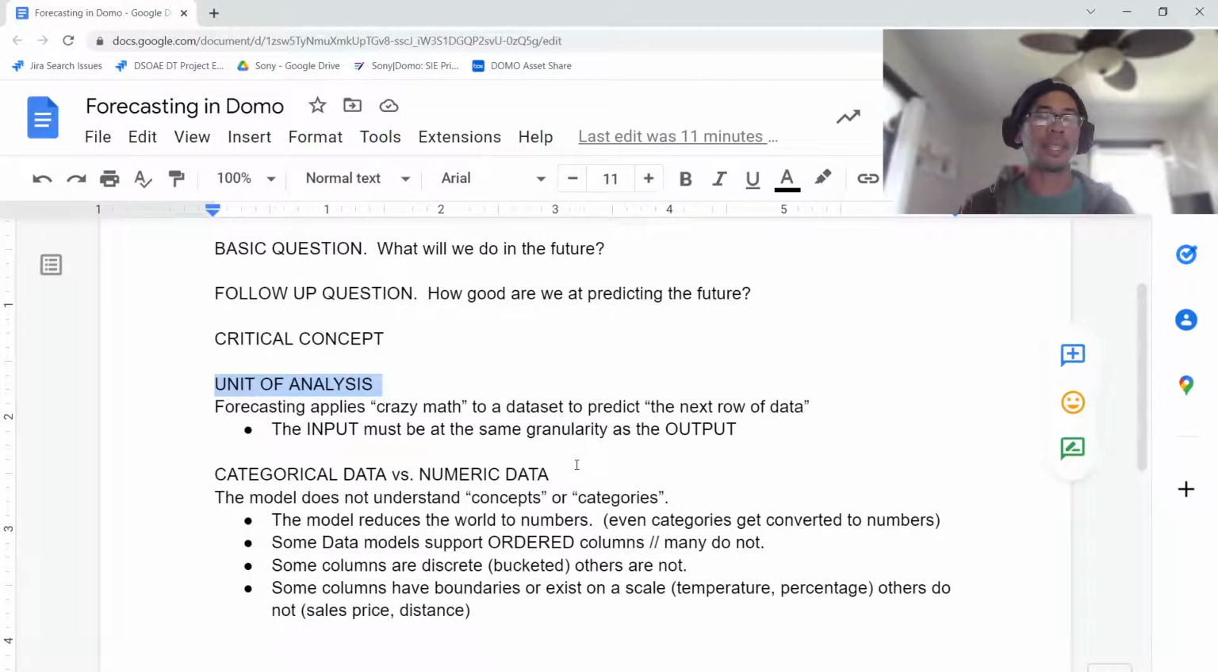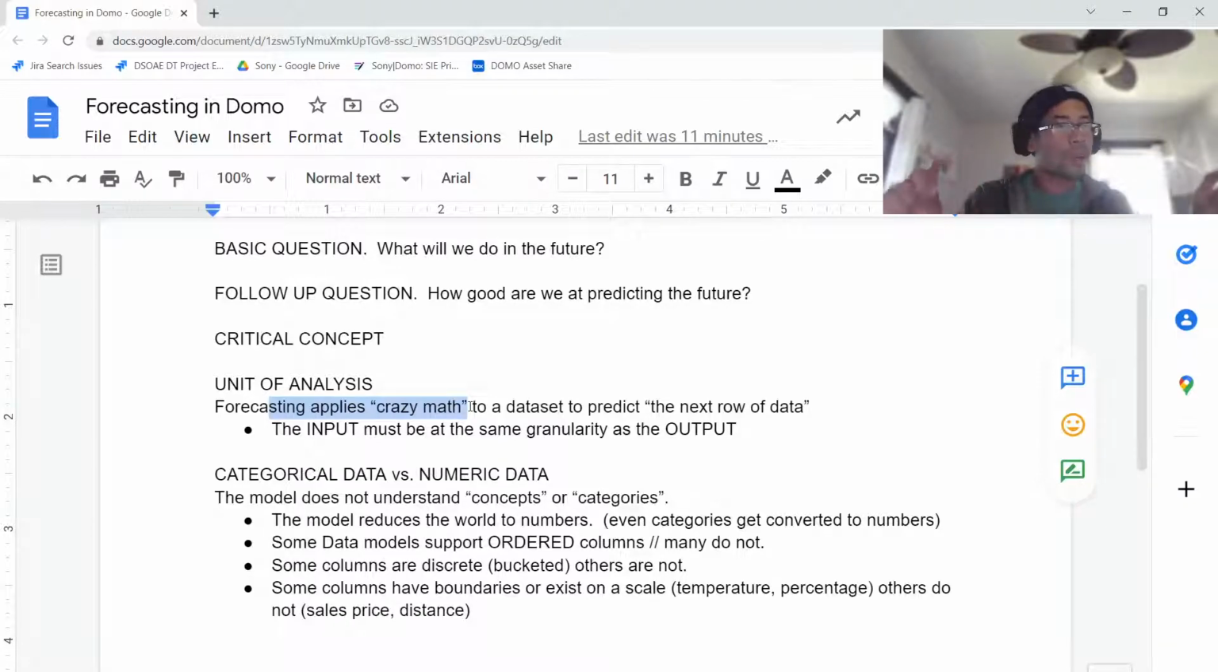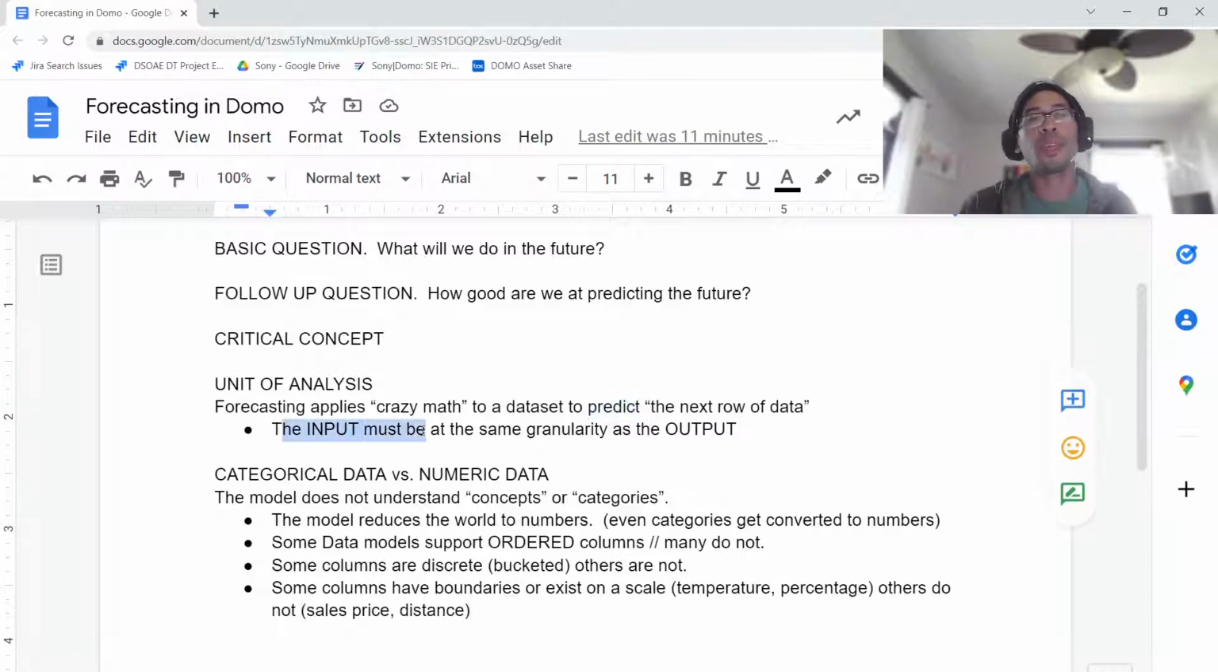When you're forecasting, your data has to be structured so that one row represents one unit of analysis. Think about it. Whatever algorithm you're applying, it's applying crazy math onto that one row or maybe a set of rows in your data set. It's going to generate a new row that predicts the outcome, right? But the critical thing is that the input must be at the same granularity as the output.